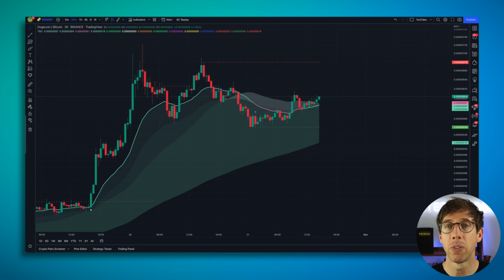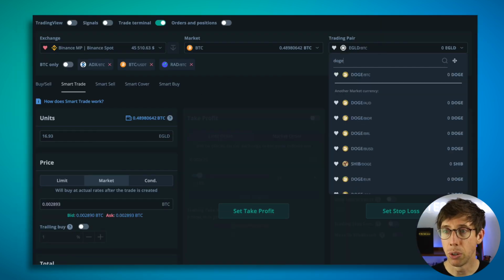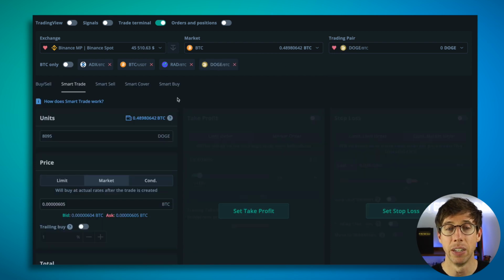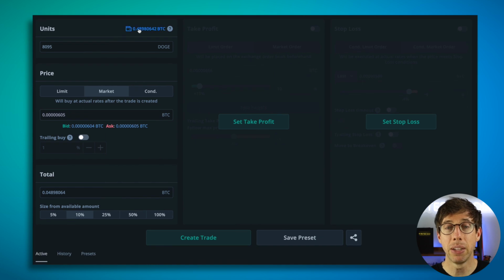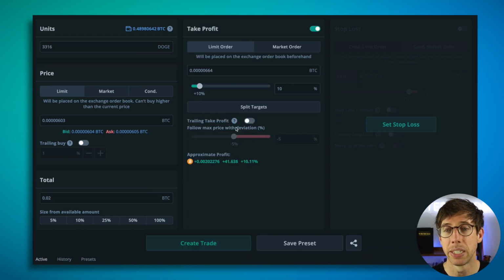So I'm going to go back over here to 3Commas. I'm going to choose Dogecoin, and I'm going to go ahead and heart it because I think I might want to trade this one again. It brings up my balance in Bitcoin. It shows me the current price. I want to click here on bid so that way I get a good price, and I have to choose how much I want to trade for this one. So I'll go ahead and trade 0.02 BTC for it.